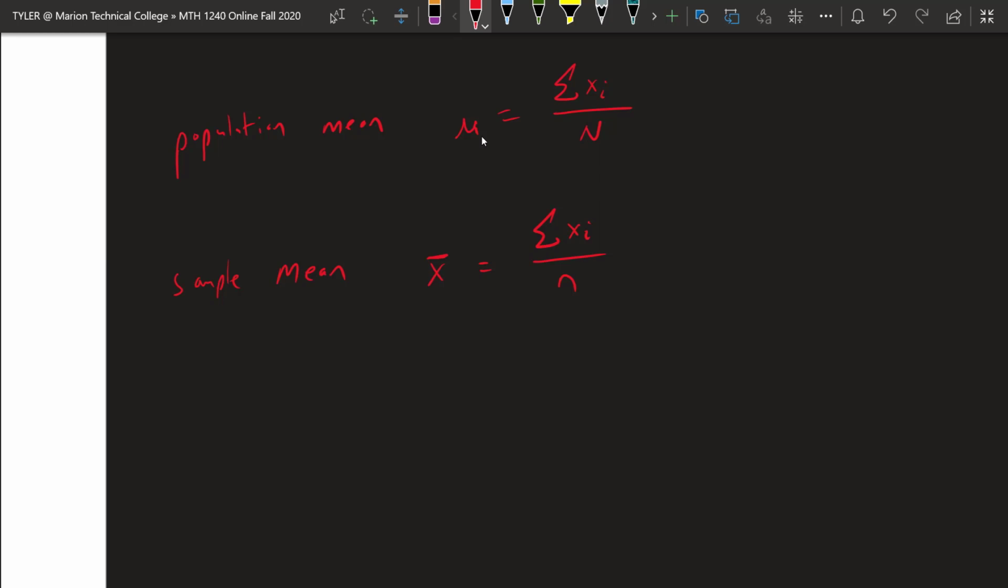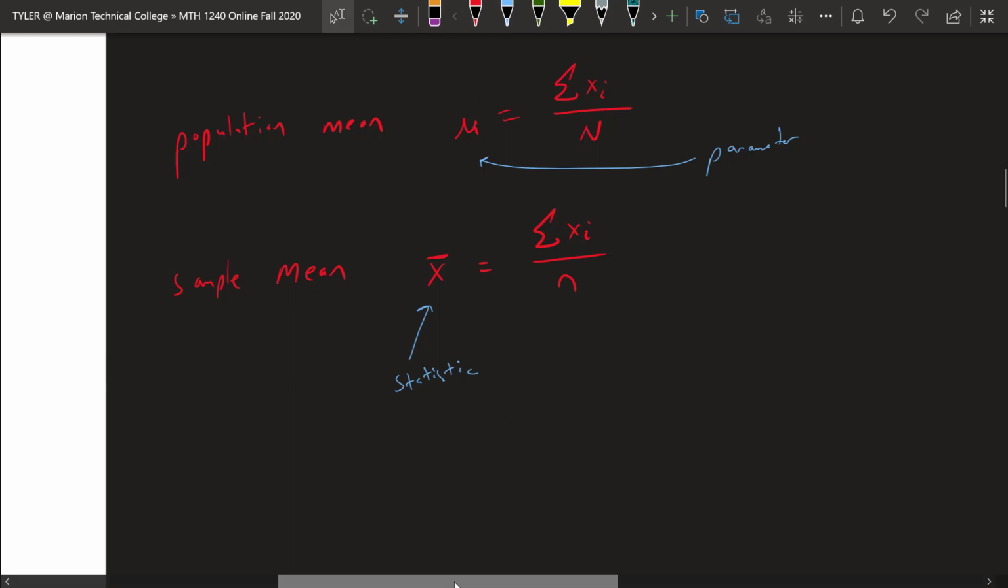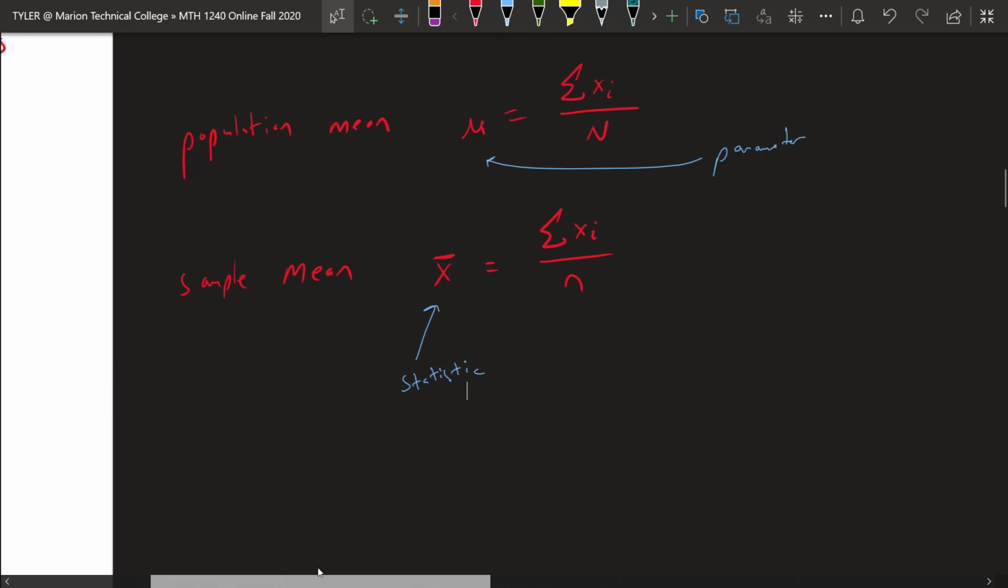So something you want to remember is that this number here is called a parameter, where this number here is called a statistic. So a statistic is a measurement of a sample, and a parameter is a measurement of a population.